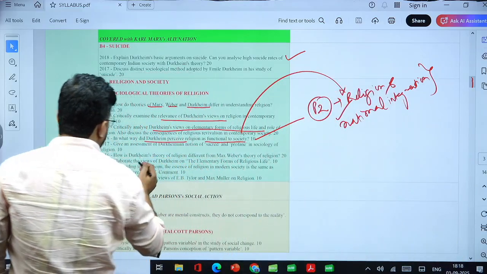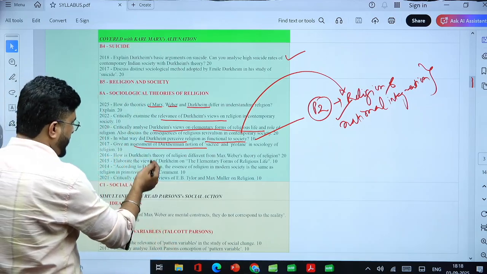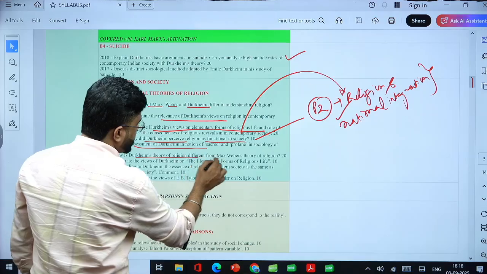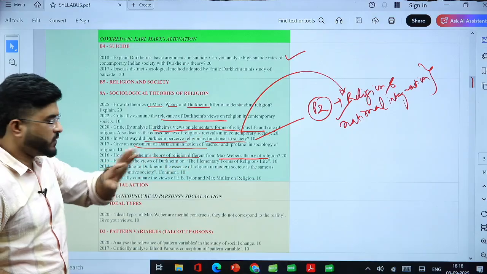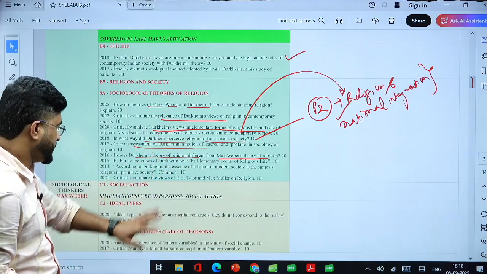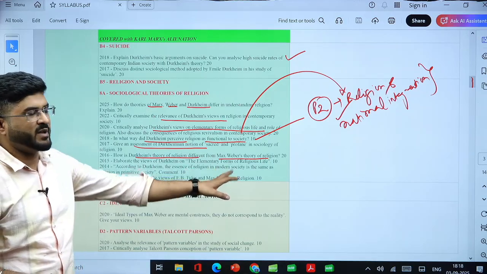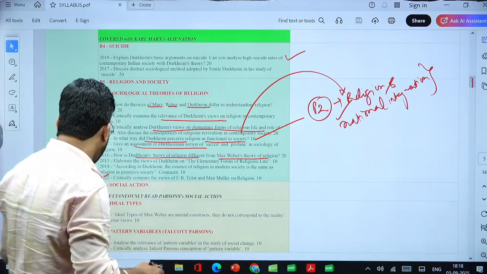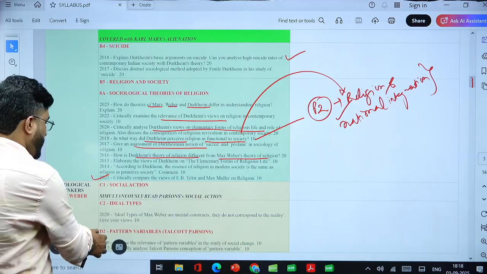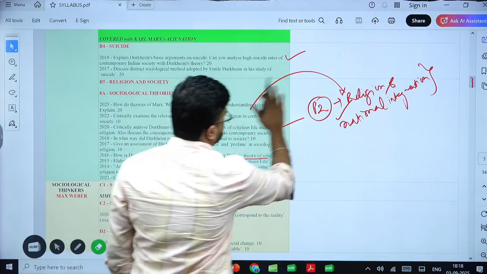Then 2017, give an assessment of the Durkheimian notion of sacred and profane. Again 2016, Durkheim's theory of religion compared with Max Weber's theory of religion. 2015, Durkheim's view on elementary forms of religious life, and so on. In 2021, there was a question related to E.B. Taylor and Max Muller's view on religion. Otherwise, from 2014 onwards, the questions have been asked on the basis of Emil Durkheim's view on religion.